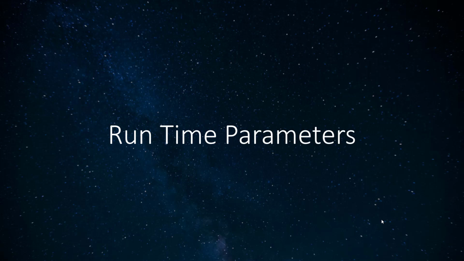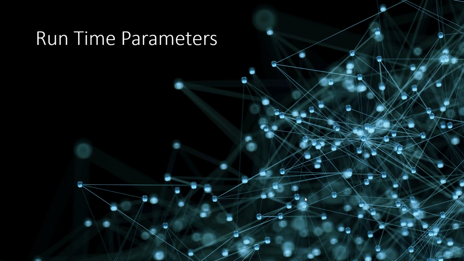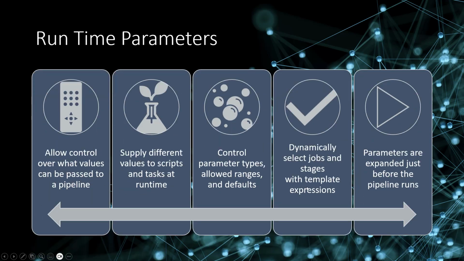In this episode, I will show you how you can pass runtime parameters to a pipeline. But before getting into it, I will give you a brief intro of runtime parameters. Runtime parameters let you have more control over what values can be passed to a pipeline. With runtime parameters, you can supply different values to scripts and tasks at runtime, and control parameter types, allowed ranges and defaults. Dynamically select the jobs and stages with template expressions, like which job to run, which stage to run.